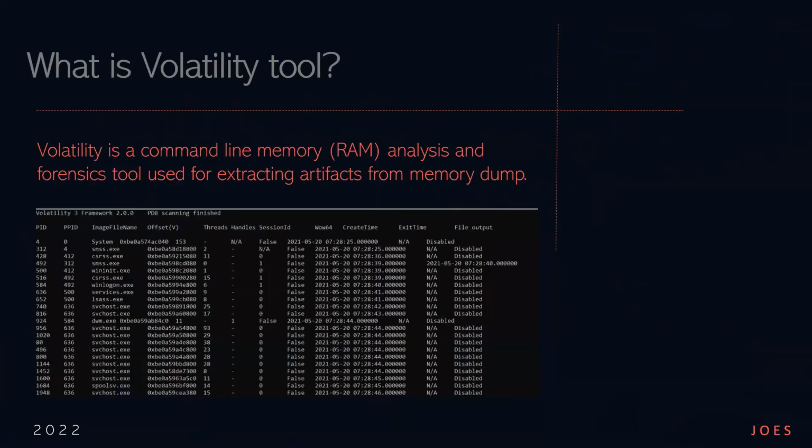First, what is volatility tool? Volatility is a command line RAM analysis and forensics tool used for extracting artifacts from a memory dump. It has a lot of option switches that can parse various information from the memory dump, such as running processes at the time of infection, page permissions, and many more.